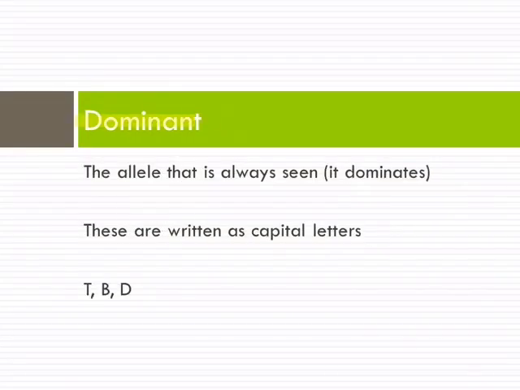There are two types of alleles, dominant and recessive. First, we're going to talk about dominant. The dominant allele is the one that is always seen. So if you have one dominant allele, then that trait will show in you. These will always be written as capital letters. So big T, big B, big D, any capital letter is a dominant allele.